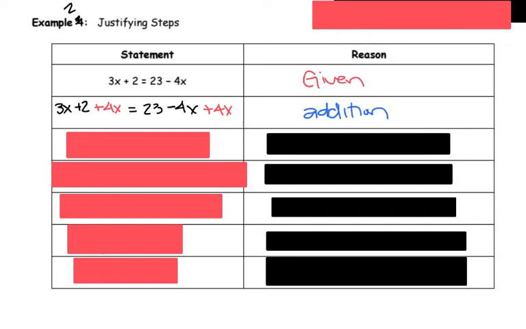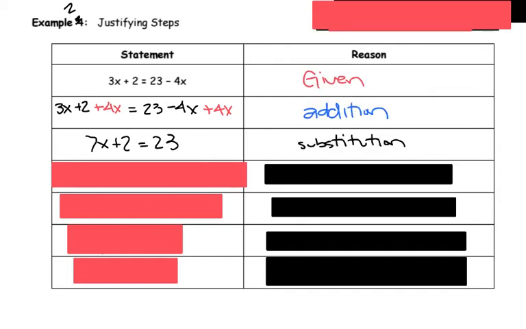And that is our addition rule. We're adding 4x to both sides. So let's actually work that out. If we add 4x to both sides, we end up with 7x plus 2 equals 23. And that reason would be substitution.